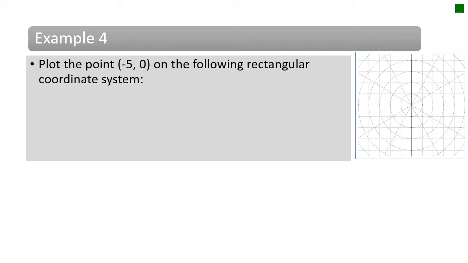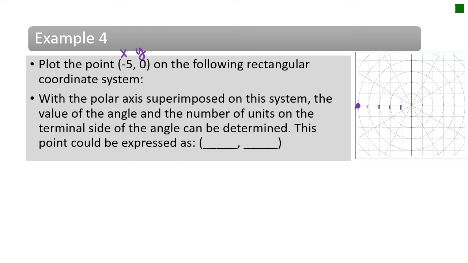All right, example 4. Plot the point negative 5, 0 on the rectangular coordinate system. So my x value is negative 5 and my y value is 0, so I'm right here. Now it says, with the polar axes superimposed on the system, find the value of the angle, and the number of units on the terminal side of the angle can be determined. This point we can express in terms of polar coordinate points of r, theta.